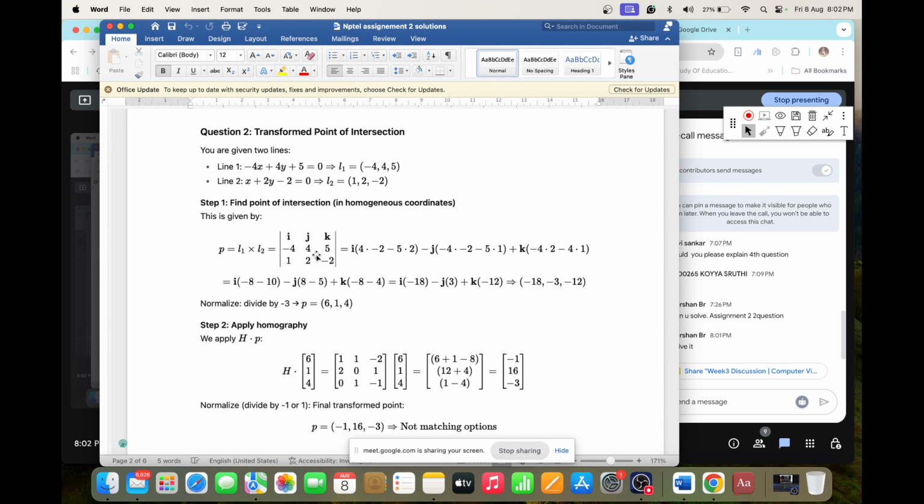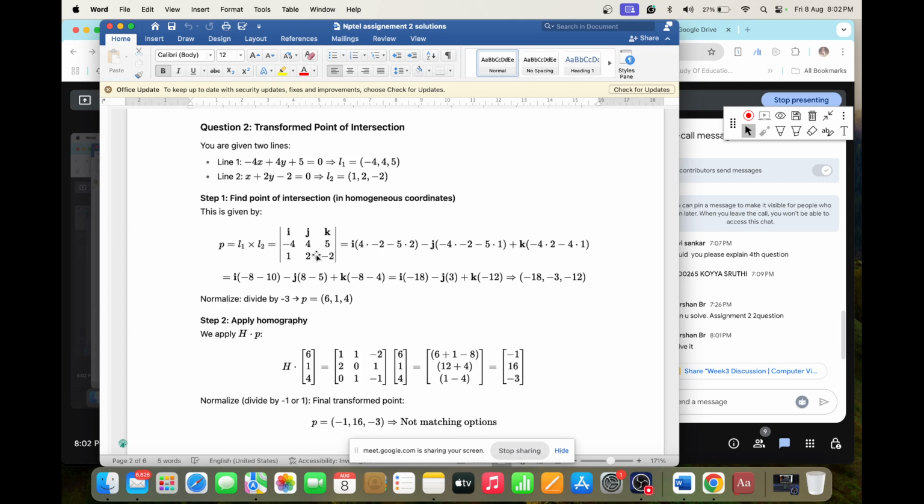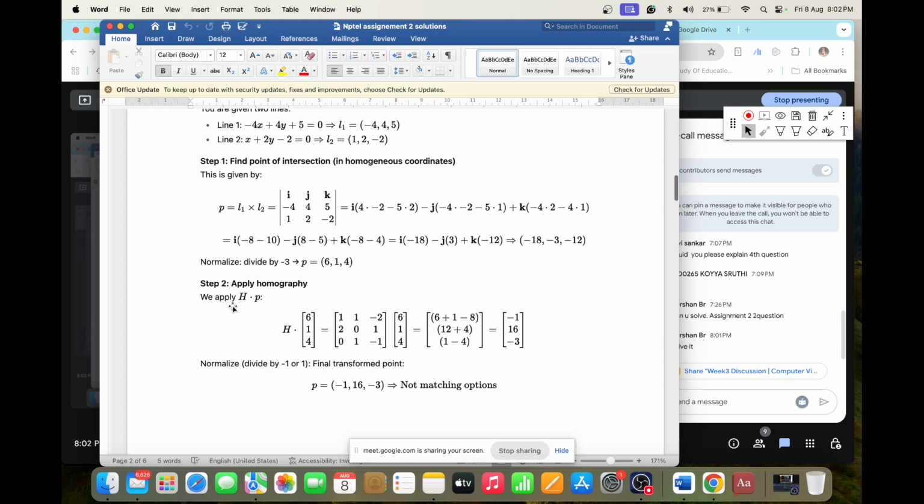Okay, so what you have to do is transform the point of intersection into a different homogeneous plane, right? So how can you get the point of intersection? You have these two lines given: L1 is minus 4x plus 4y plus 5 equals 0, and L2 is x plus 2y minus 2 equals 0. You just do L1 cross L2, and you will get the point of intersection in one space. Now to transform it into another space, you have to apply the homography matrix. The homography matrix is already given.